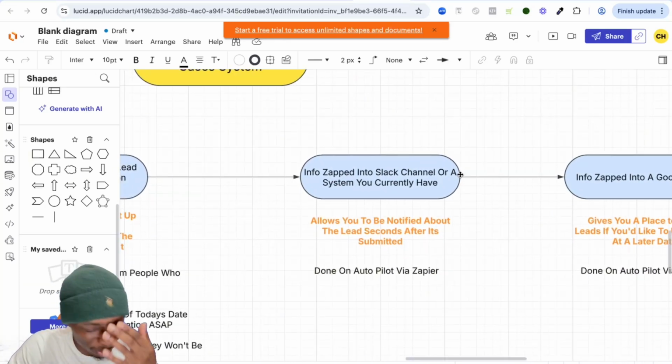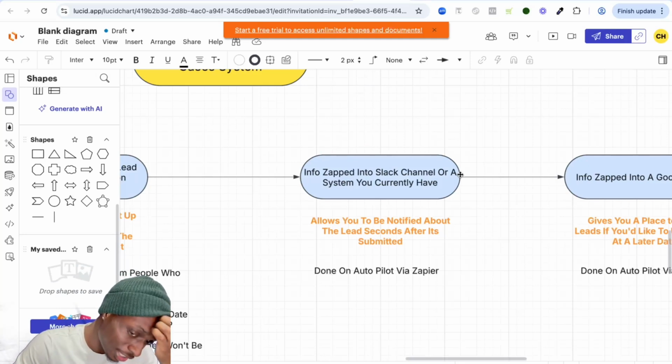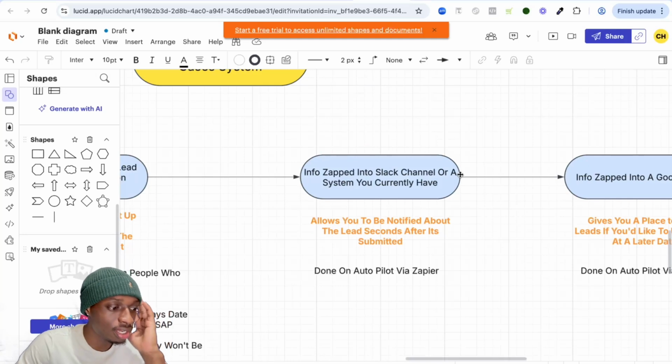Then this is the system I like to use. The info is then zapped into a Slack channel or a system you currently have. Now, I'm going to give you guys a piece of information. Should I give it to you guys?